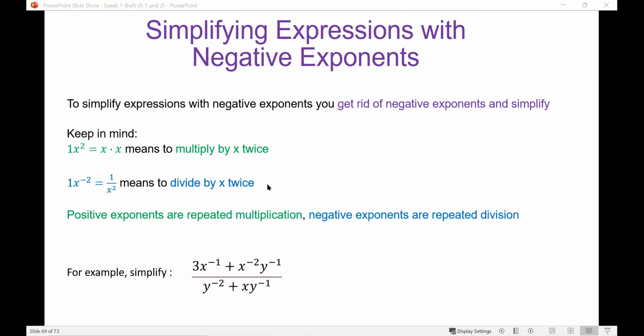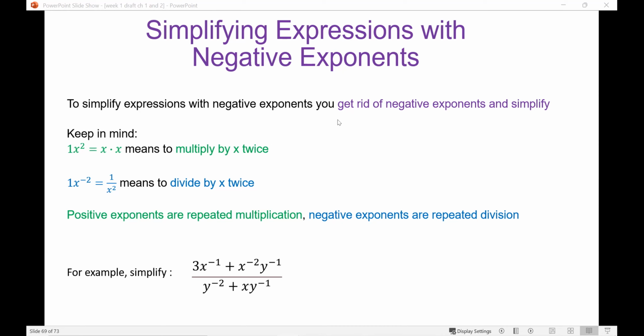Okay, now let's talk about simplifying expressions that have negative exponents in them. So to simplify expressions with negative exponents, we need to get rid of negative exponents and then simplify whatever fractions are left. We see negative exponents a lot because they come up, but we don't like to report our answer with negative exponents unless we're doing scientific notation or something like that.